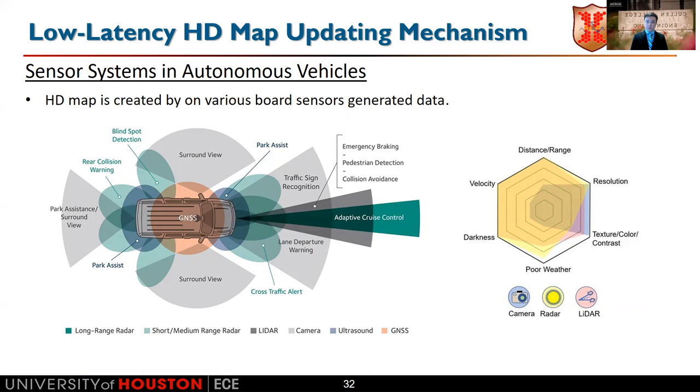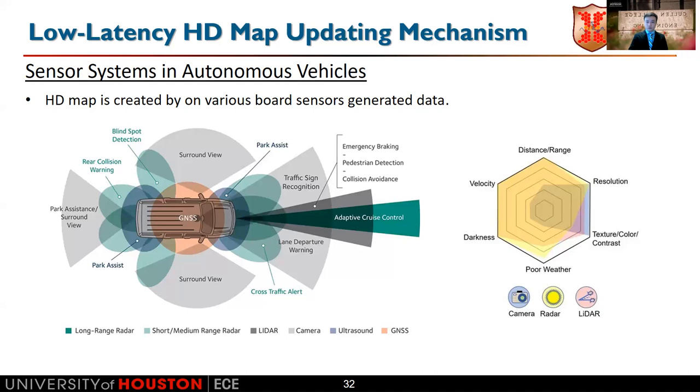These sensors have their own pros and cons. For example, in a low visibility scenario like foggy or snowy weather, the performance of light-based LiDAR or cameras will be degraded because of the low visibility. However, the radio-wave-based radar can still perform well. So we can see these sensors are complementary to each other.